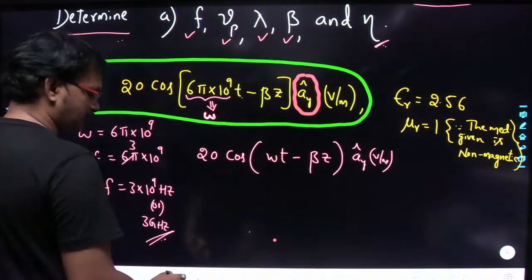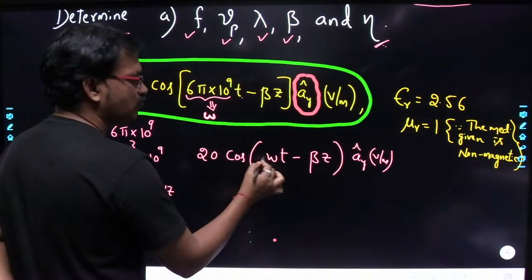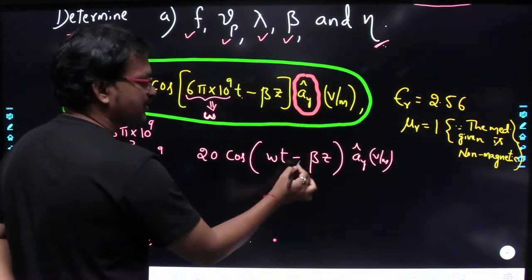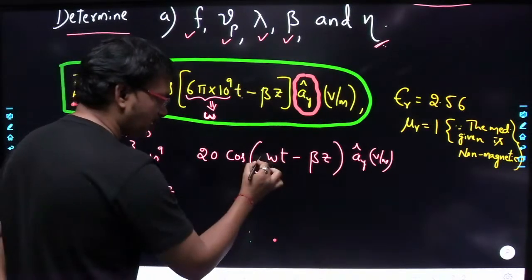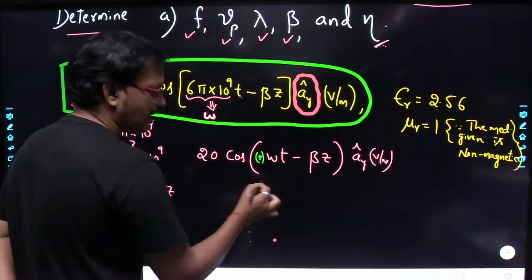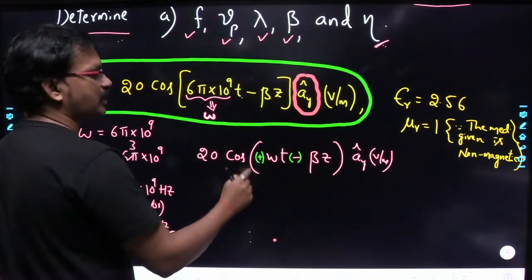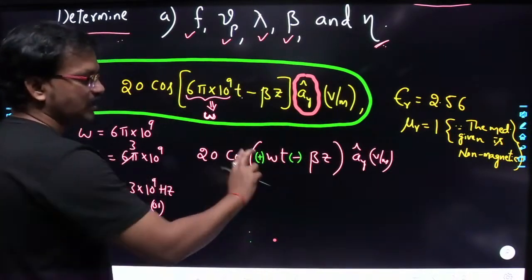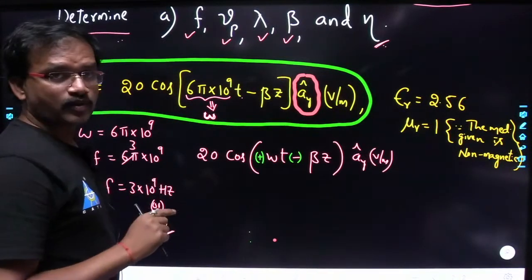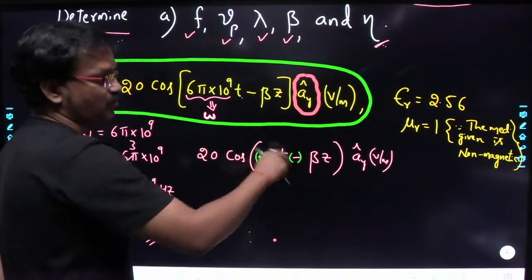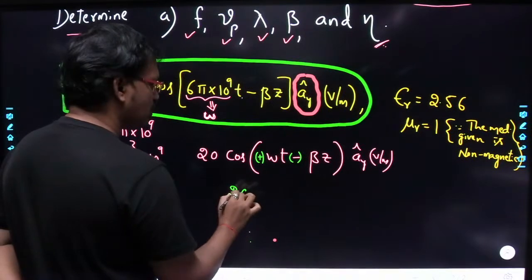Okay, so now if you observe here, the polarity before omega t and the polarity before beta z, both are having what? Opposite polarity. Yes or no? Here the polarity before omega t is plus, and the polarity before beta z is minus. So if they are having opposite polarity here, then in that case we can say the wave is propagating in positive z direction. Understood?